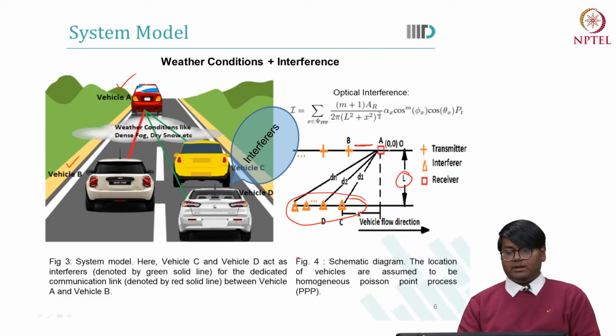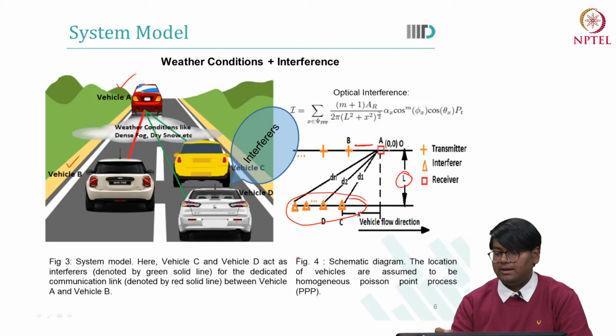Now, we analyze the performance of this proposed system model using various analytical tools of stochastic geometry. Before we go to stochastic geometry, this is an expression for the optical interference from this interfering vehicle. As discussed in your class as well, M is your Lambertian order, AR is your area of photodetector, L is your interlane spacing, which we have already discussed, then X is the horizontal distance between your desired receiver and the interfering vehicle. Accordingly, the optical interference can be given by this equation.